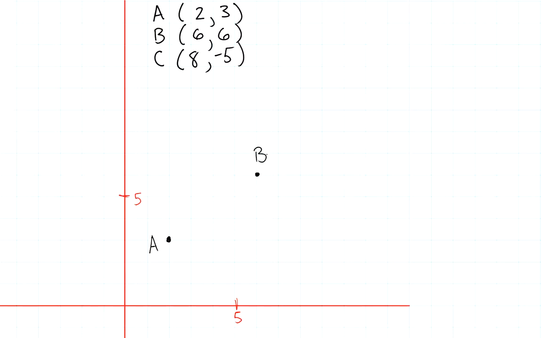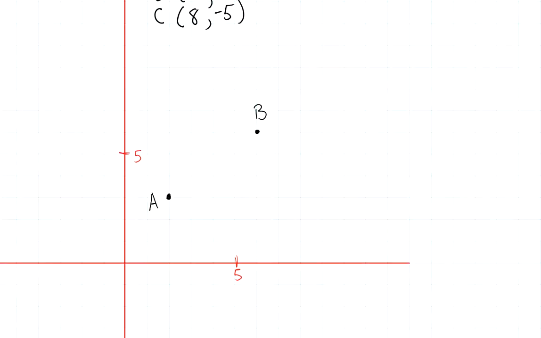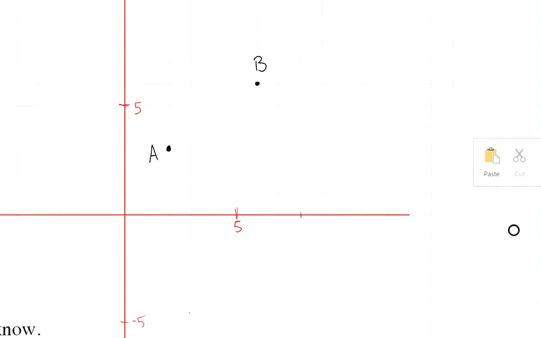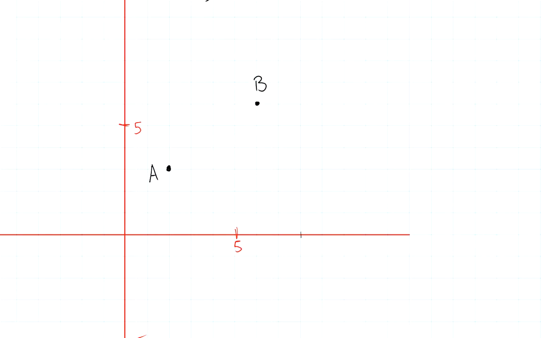And my final point is at -5. So X is +8. So I'm over 5, 6, 7, and 8. It's on this line. And I need to go all the way down to -5. So this point right here is the final point of this triangle, and that's point C. Let me go ahead and draw the lines that connect those. Okay, so there are all of our line segments drawn in.